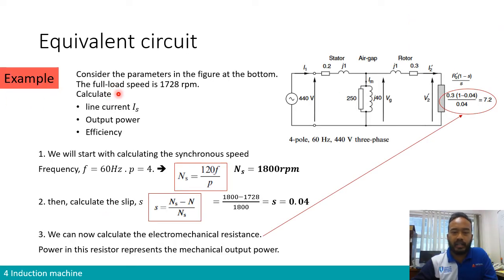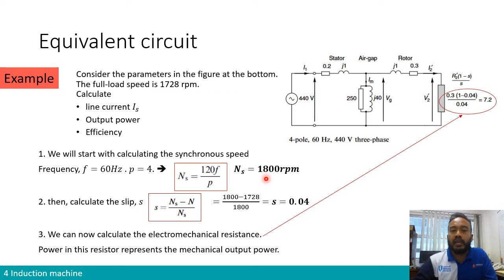So let's start. Considering all these parameters, the first thing we need to calculate is the synchronous speed. It is given that the machine is a 4-pole machine with a 60 Hertz frequency, and this is the equivalent circuit for one phase. So from this frequency, we know the synchronous speed. We use the formula we've just learned: synchronous speed is 120 F divided by P, the number of poles. The number of poles is 4, the frequency is 60. You do the calculation and get a synchronous speed of 1800 RPM.